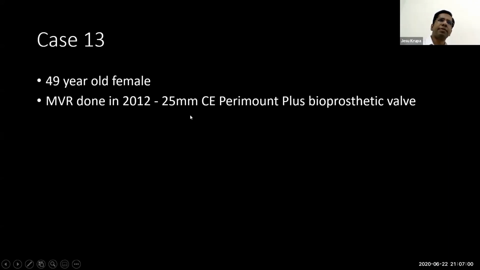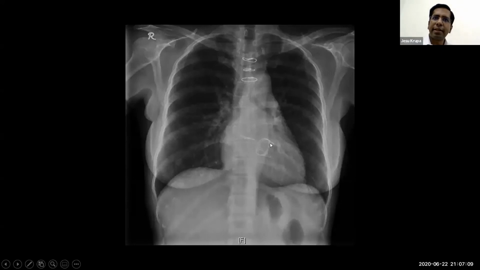The next one is a 49-year-old female, MVR done in 2012. This is a bioprosthetic valve that this patient has. So this is the bioprosthetic valve. This is a stented bioprosthetic. Notice how this patient has this appearance of a crown. That appearance of a crown is from the stented bioprosthesis.